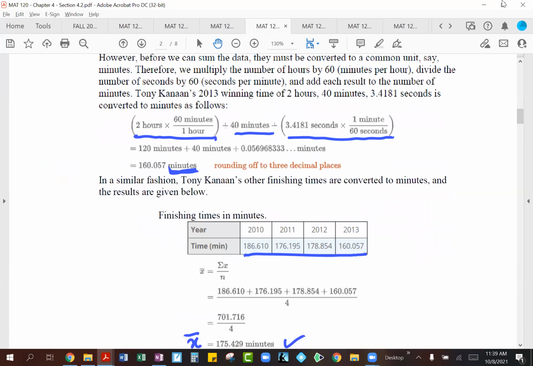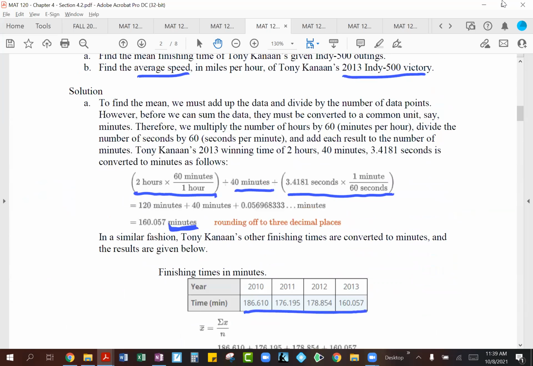So the same thing happened when we were converting these hours into minutes. You can see you have 2 hours, and we can write that down as 2 divided by 1.